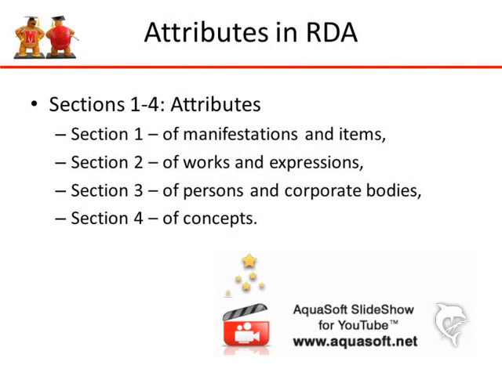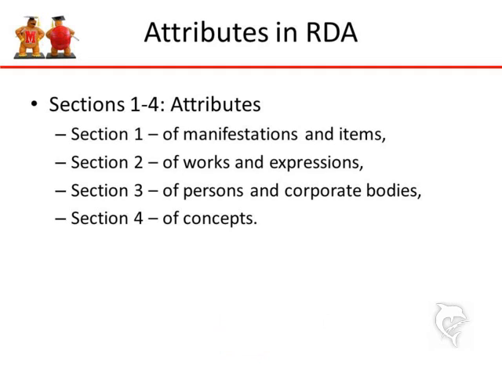So, like we said, the first four sections of RDA describe the guidelines and instructions for assigning attributes to resources. And each of these sections assigns attributes to a different one of the entity types from Ferber's classes, or from Ferber's entities. So, section 1 assigns attributes to manifestations and items.